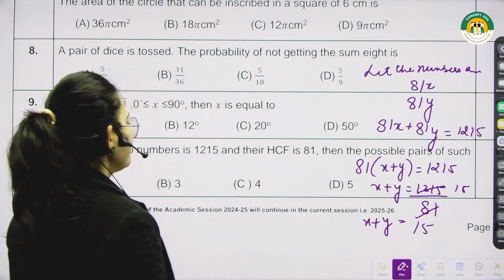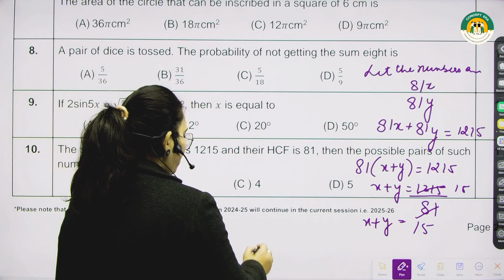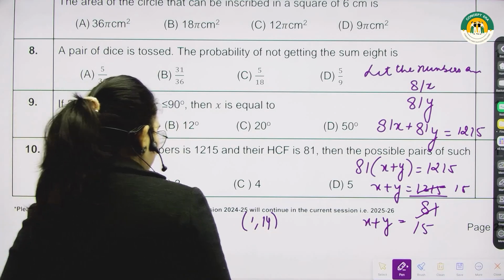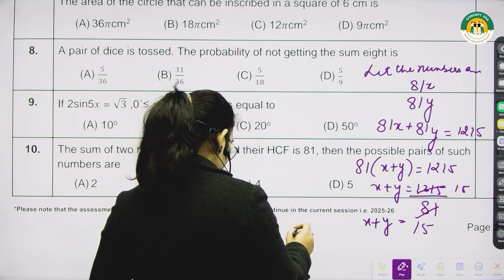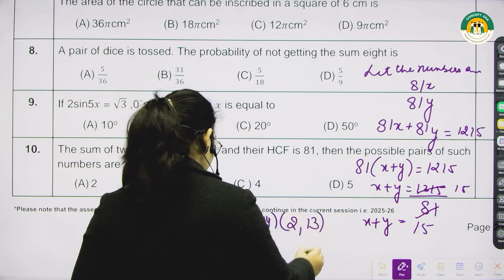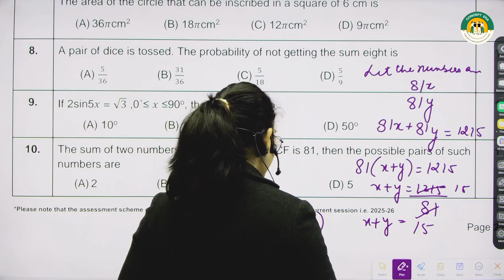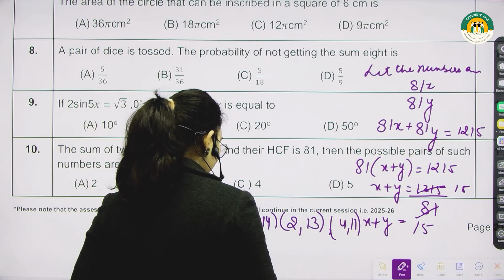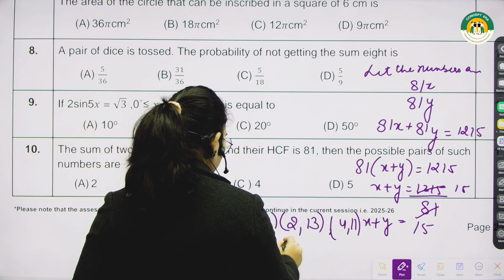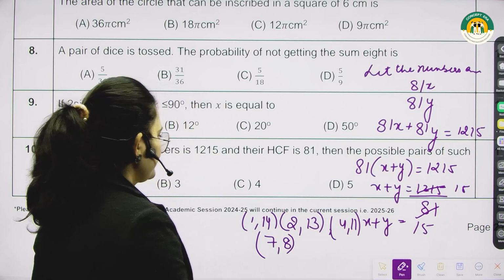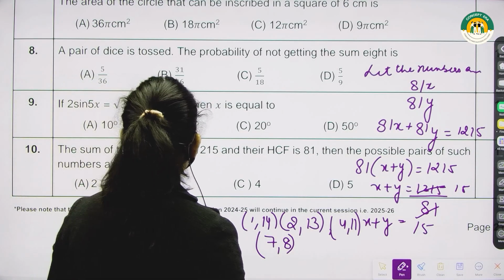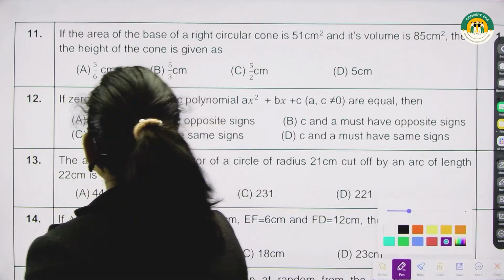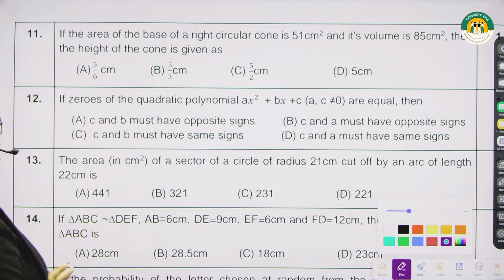Now how many pairs are there whose sum can be 15? One is 1 and 14. Or next, 2 and 13, 4 and 11, 7 and 8. So how many such pairs are there? 4 such pairs.